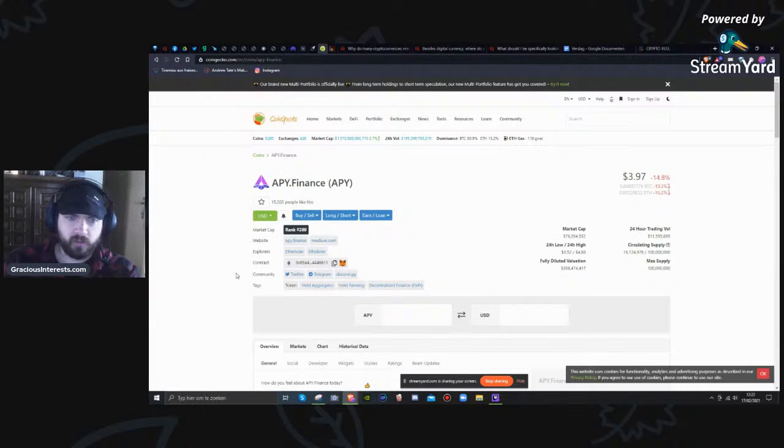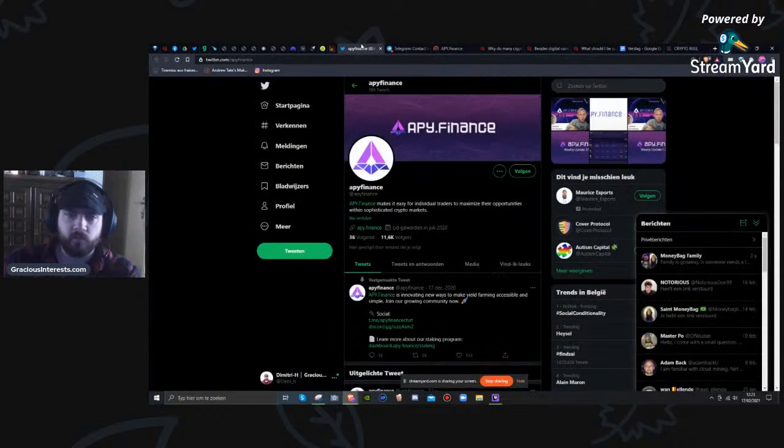I'm not going to click on the Ethereum explorer, because I'm not going to look up a variety of transactions. I just know that they have a blockchain where you can look up the transactions. What I'm interested in are the communities: Twitter, Telegram, Discord. I'm going to take a look. APY.Finance.